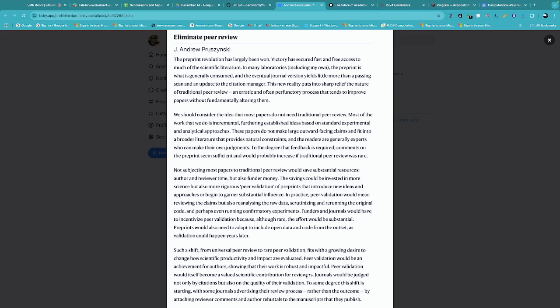To some degree, the shift is starting with some journals advertising the review process rather than the outcome by attaching reviewer comments and author rebuttals to the manuscripts they publish. But again, this is reliant on peer reviewers really giving a deep, thorough investigation of the paper, or really good comments, and not a superficial set of comments or a mean-spirited set of comments, which happens often.